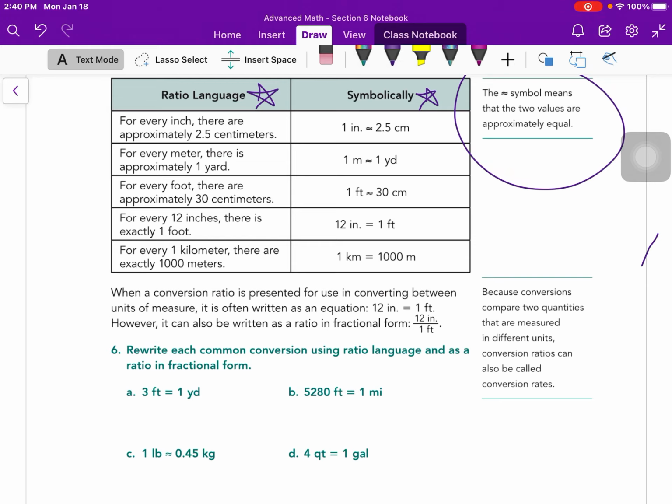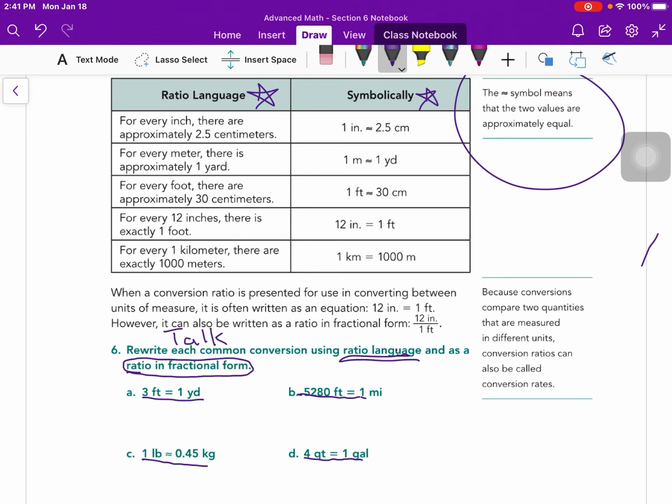And let's talk about our ratio language. How could we say this one? We could say for every 3 feet, that equals 1 yard. That's ratio language. For B, we could say for every 5,280 feet, that equals 1 mile. For C, we could say for every 1 pound, that equals 0.45 kilograms. For D, you could say for every 4 quarts, there's 1 gallon. So that's ratio language. Now go ahead and write each ratio in fractional form.